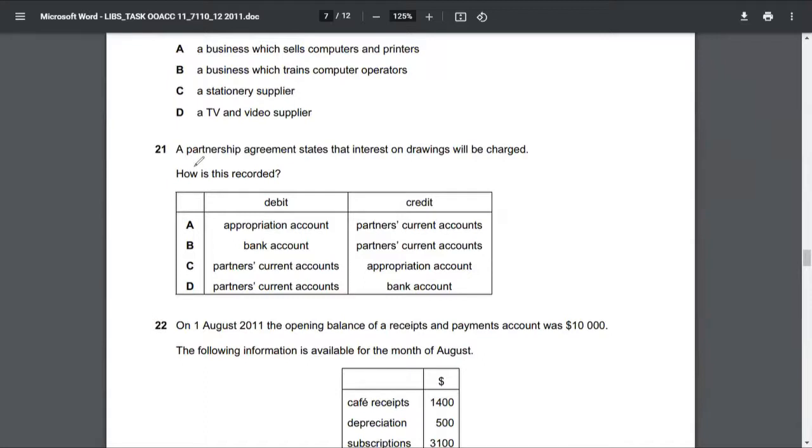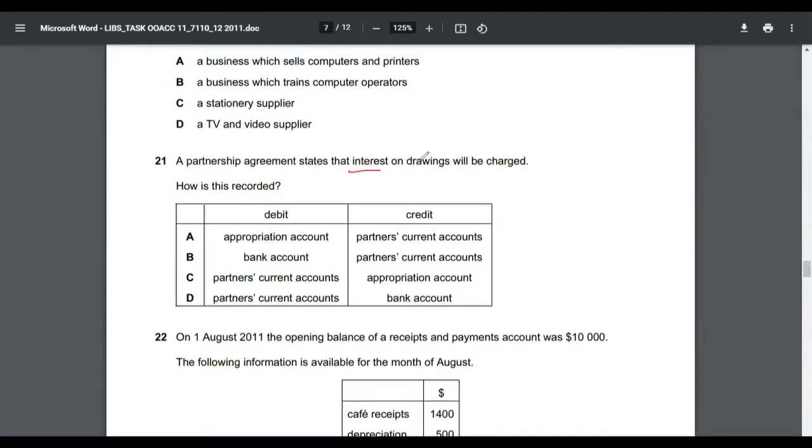Multiple choice 21. A partnership agreement states that interest on drawings will be charged. How is this recorded? So there's a partnership agreement which states that interest on drawings will be charged. Interest on drawings reduces the partners' current account balance. So let's look into the options. Option A, debit appropriation account, credit. No, this is wrong because it reduces partners' current accounts.